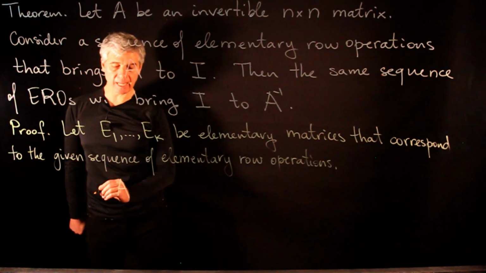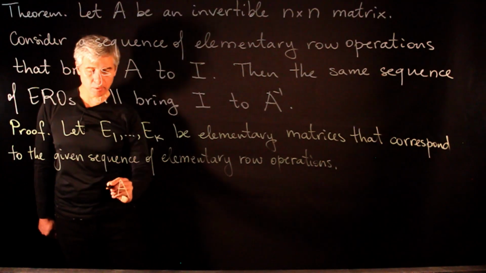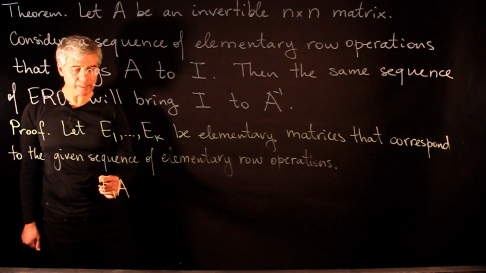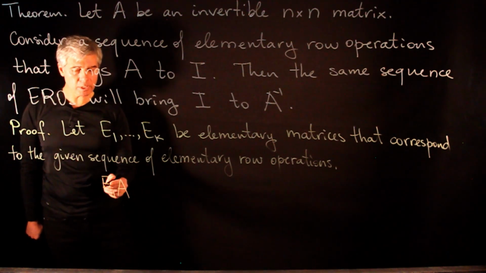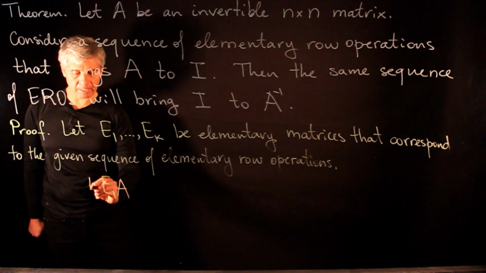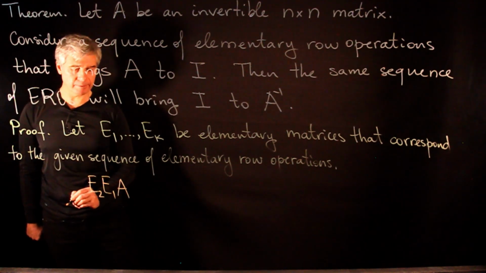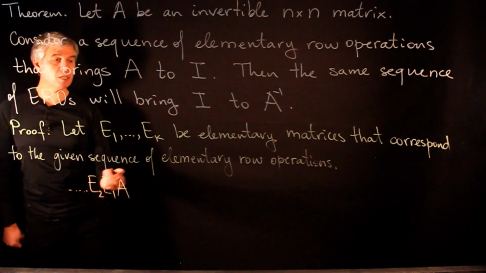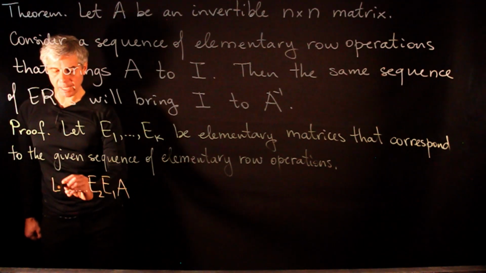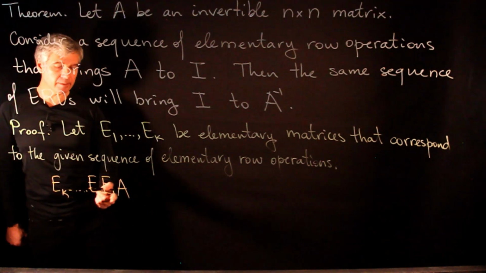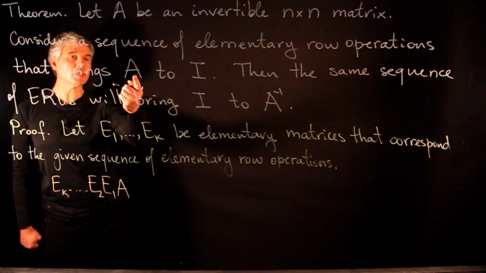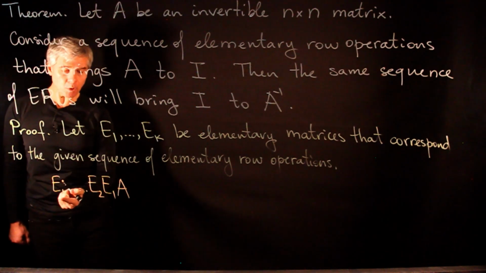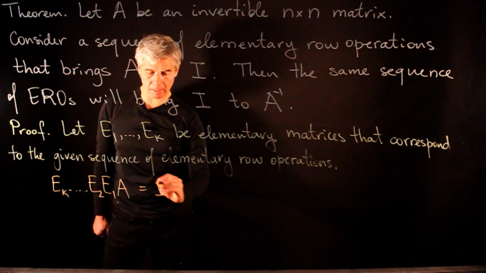So we start with the matrix A. Applying the first elementary row operation is equivalent to multiplying by E1 on the left. Applying the second elementary row operation corresponds to multiplying the result by the second elementary matrix on the left. And if we continue this, we have iterated multiplications by these elementary matrices. The last factor will be EK. And the result of this process is the row reduction of A. So this means that this process brings A to identity matrix. So this product is equal to identity matrix.